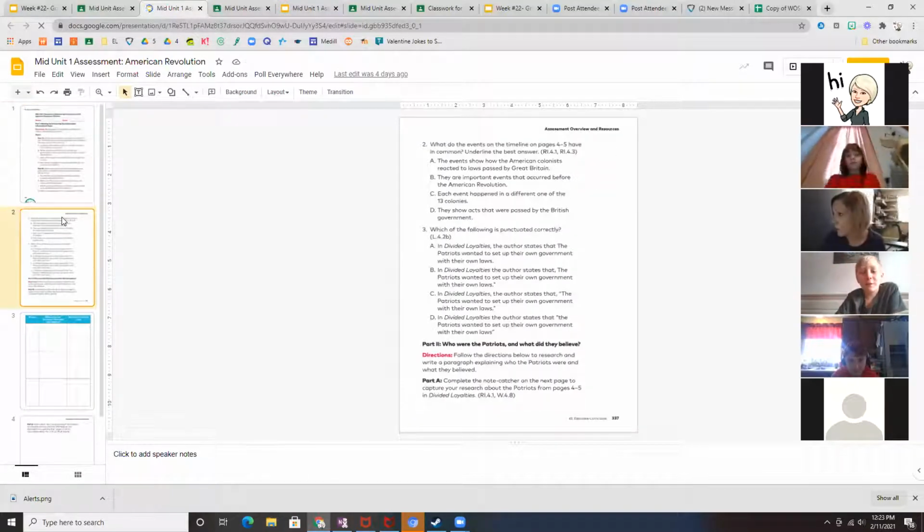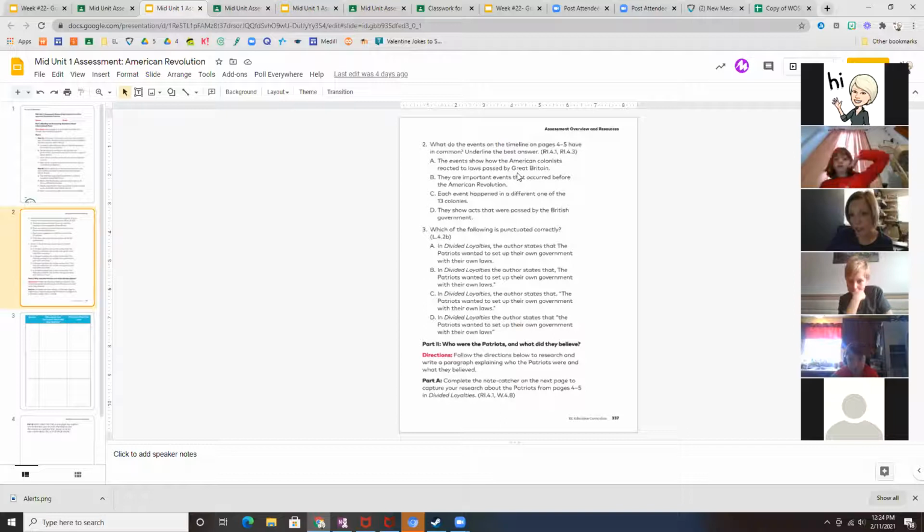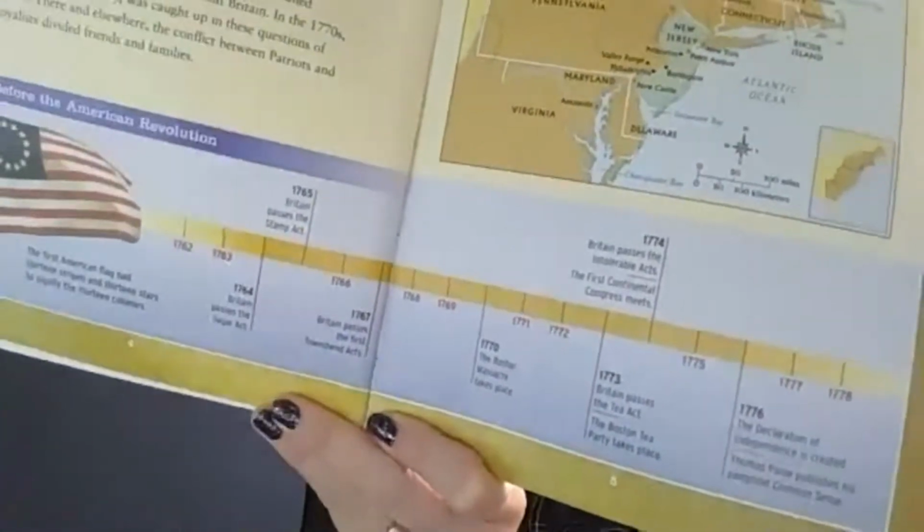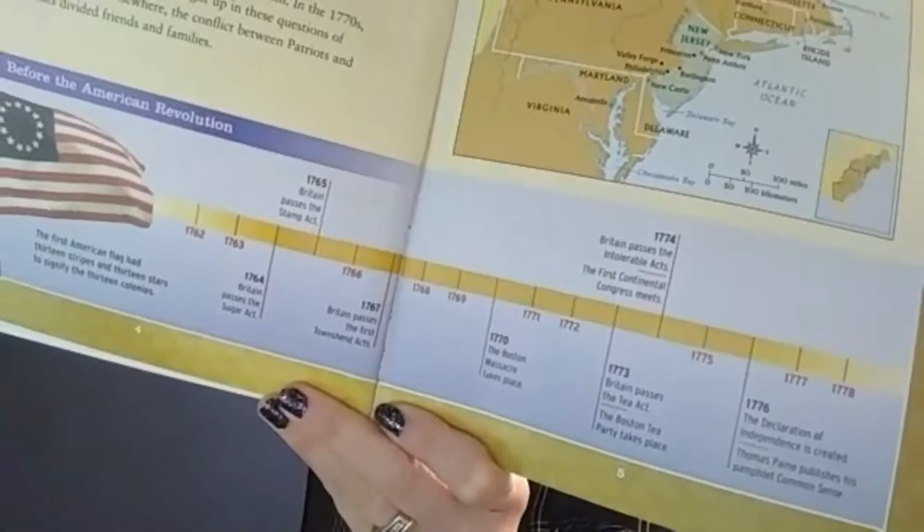All right. If you go on to the next slide, you can see questions 2 and 3. Well, question 2 links to the timeline. And it says underline the best answer. So that means there's only one answer. So go ahead and take a look at the timeline in another tab. You can open that, pages 4 and 5. And check out the timeline at the bottom of the page to answer that question.